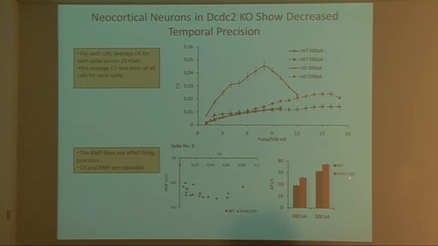in the knockout, at 300 picoamps, it's firing about the same number of action potentials as the wild type, or the reverse. The wild type at 500 picoamps is firing, in fact, more action potentials than the knockout at 300 picoamps, but the coefficient of variation is still much higher when they're firing the same number of action potentials. So even balanced for action potential number, there's still a massive change in coefficient of variation.